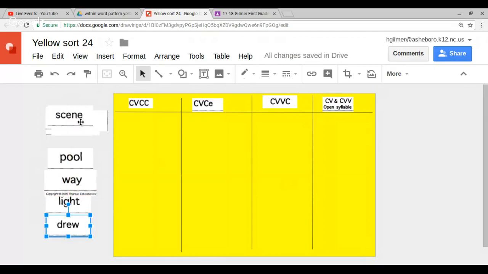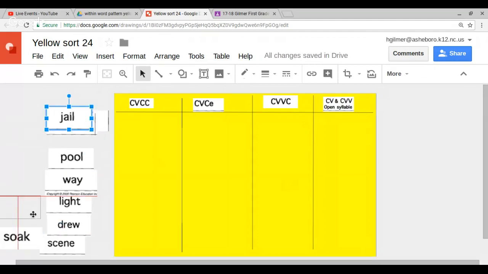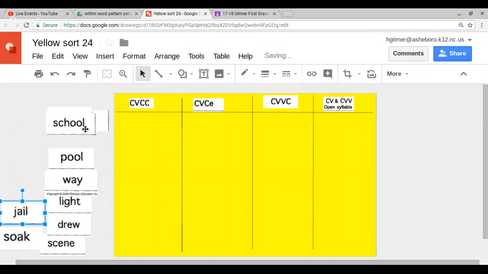Scene, in a play, somebody is responsible for drawing the scene so that you can't really go to the beach when you're at a play, but somebody can paint this big painting behind the actors that looks like the beach, and they can pretend and act like they are there. So that's the scene. Soak. When you go outside and play in the rain, you get really, really wet, or it can soak you. Jail, that's when you make a bad choice as an adult. You might have to go to jail.